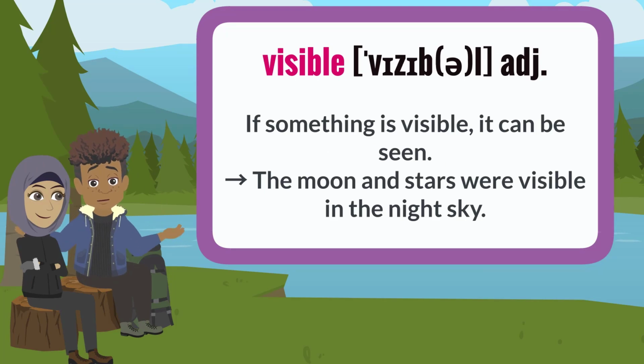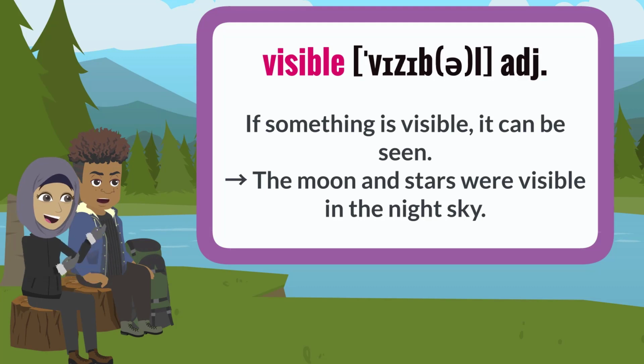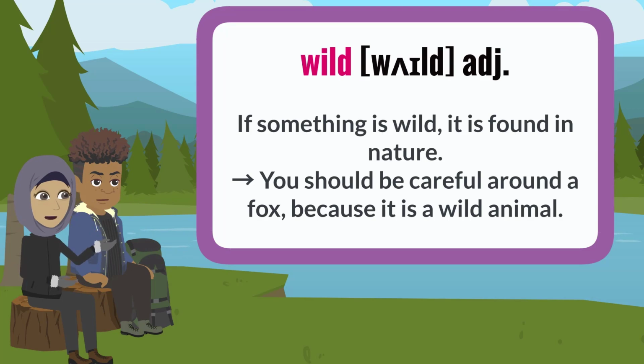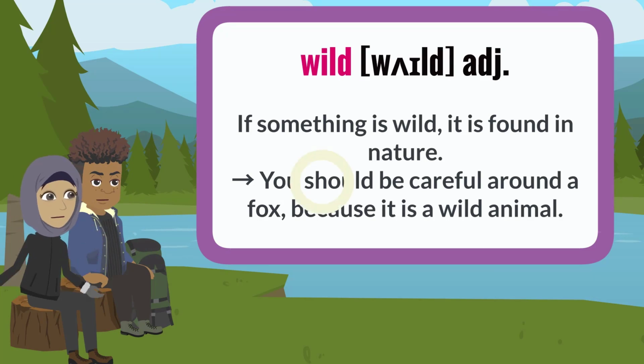Visible. If something is visible, it can be seen. The moon and stars were visible in the night sky. Wild. If something is wild, it is found in nature. You should be careful around a fox because it is a wild animal.